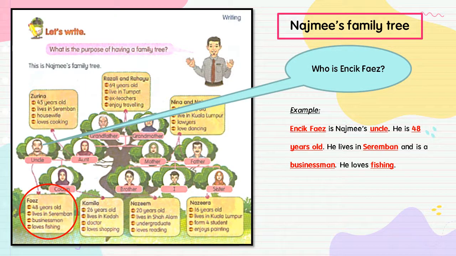So this is the answer. Encik Faiz is Najmee's uncle. He is 48 years old. He lives in Seremban and is a businessman. He loves fishing.